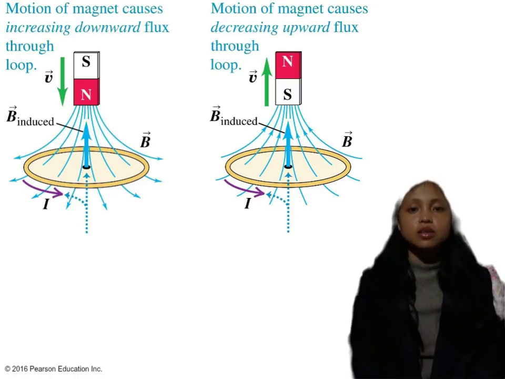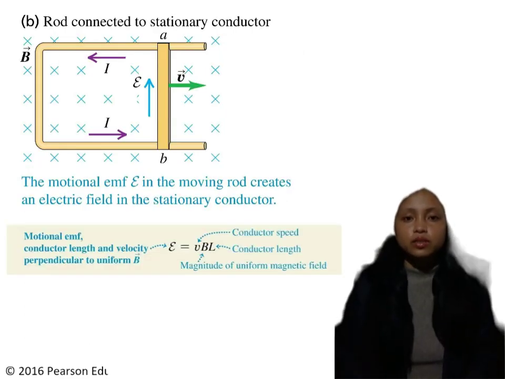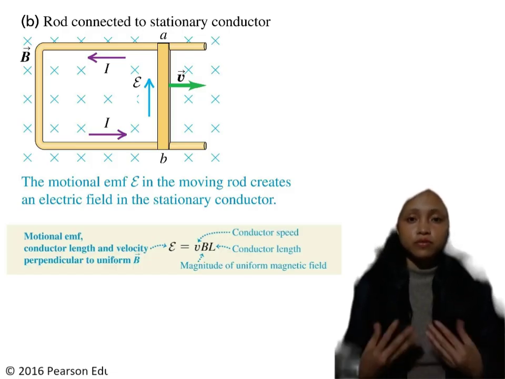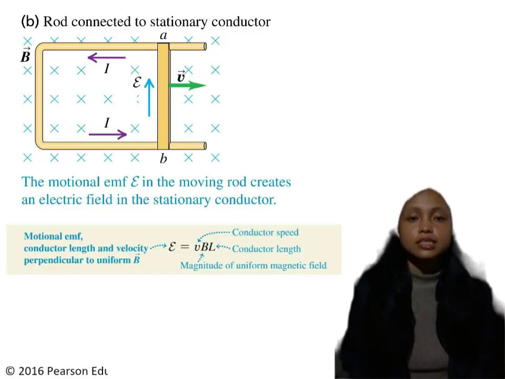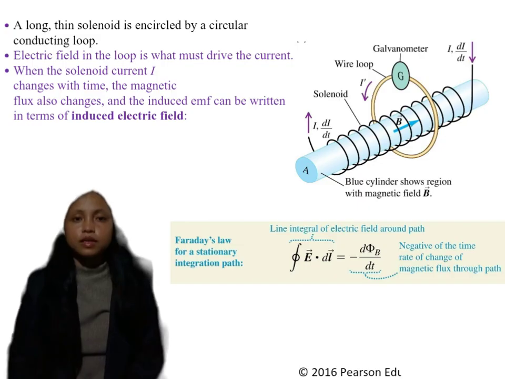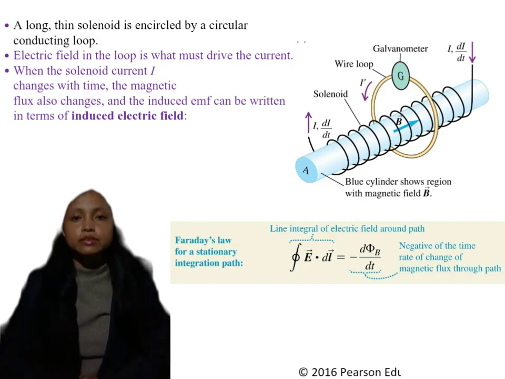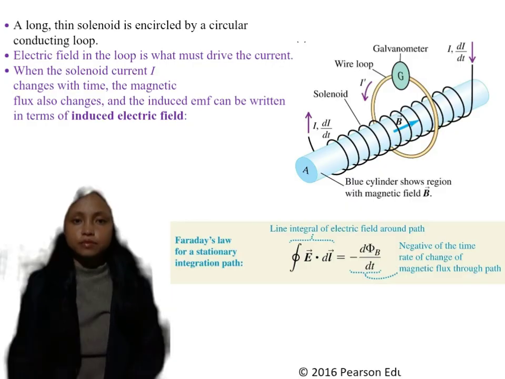This logic guides all direction problems. When a conducting rod moves perpendicular to a uniform magnetic field, a motional electromotive force is induced. This occurs because magnetic forces separate charges. A changing magnetic field produces a circulating electric field, even without a wire. This shows that electric fields are not always caused by charges.